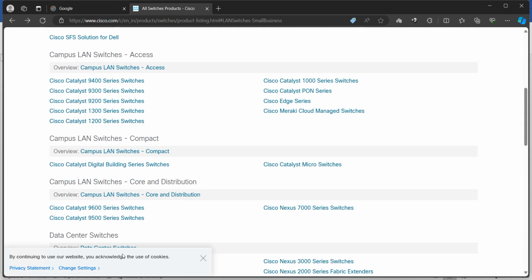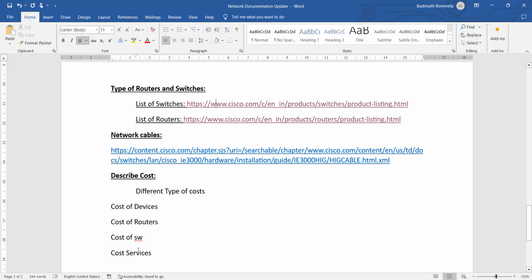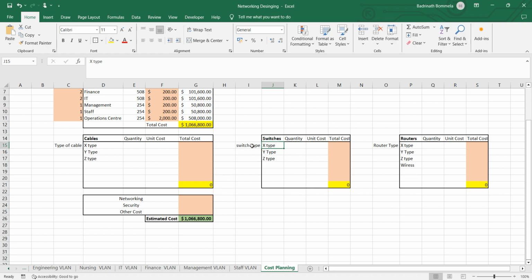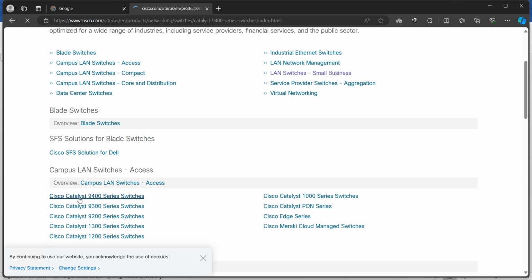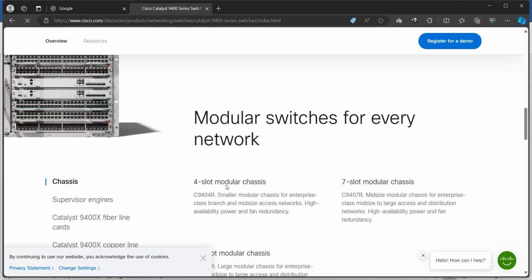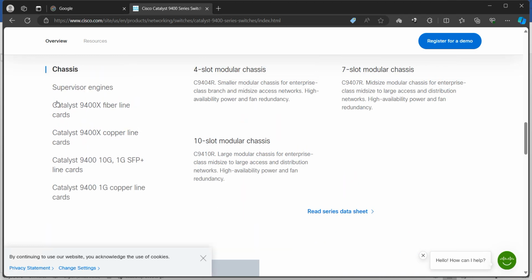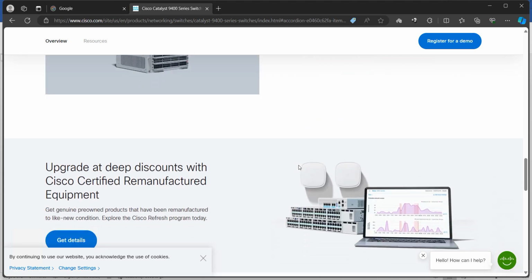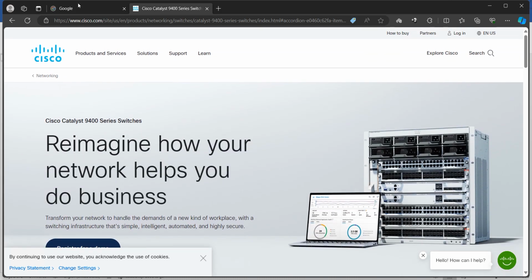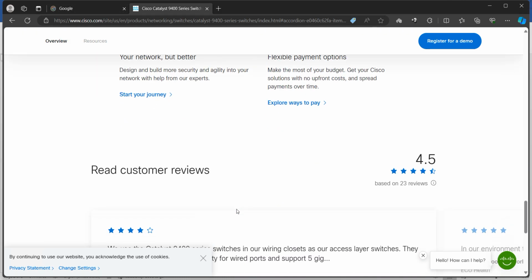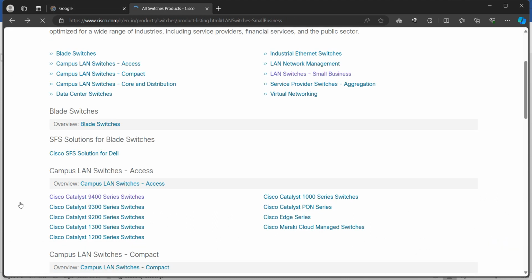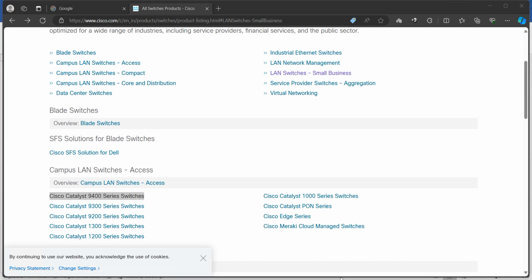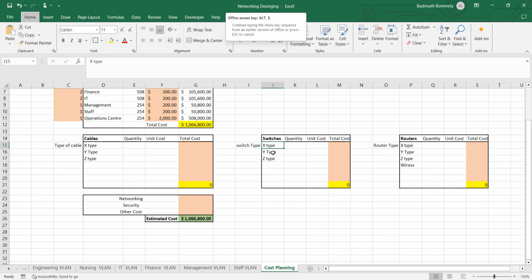So many switches are there. Randomly select any two or three switches and name them. For example, you have selected maybe the Cisco Catalyst 9400 switches. Among them, there will be several switches. See, this is the Catalyst 9400 series switches. It is already there here, so you can copy it from here also. This is switches. Okay, I'm typing this here.